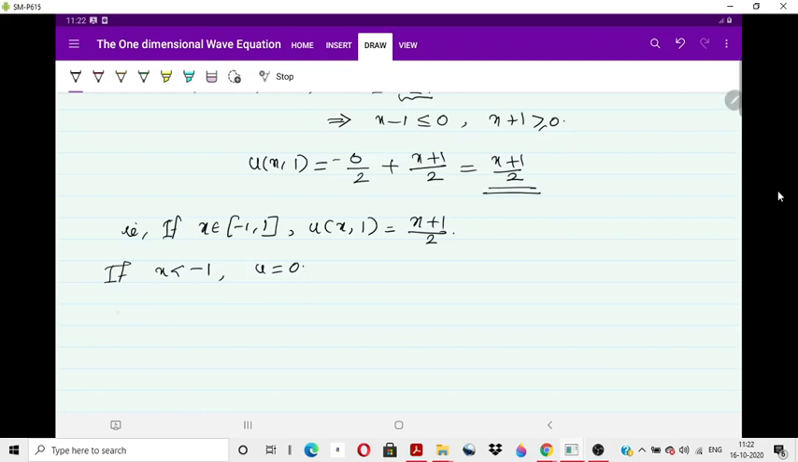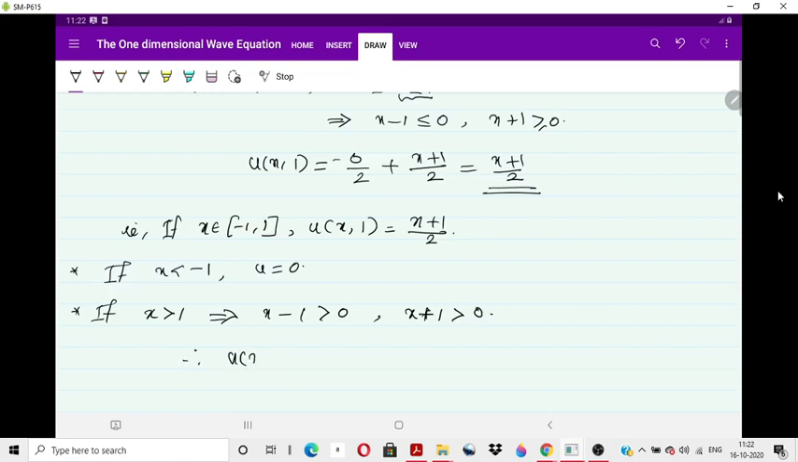Now what happens if x is greater than 1? Now we need to check the case. The only remaining case is x is greater than 1. So what happens if x is greater than 1? If x is greater than 1, it is clear that x minus 1 will be greater than 0. And since x minus 1 is greater than 0, obviously x plus 1 will also be greater than 0.